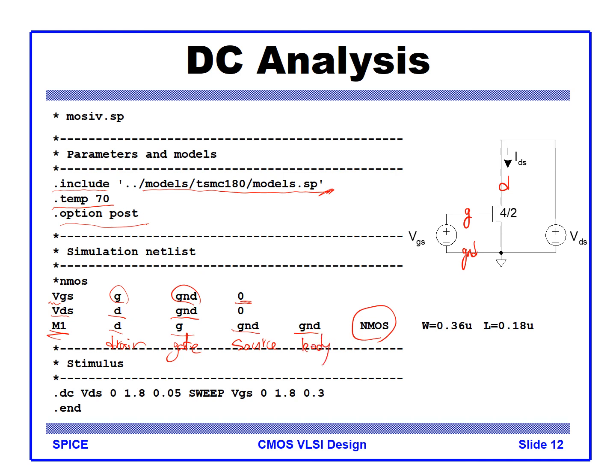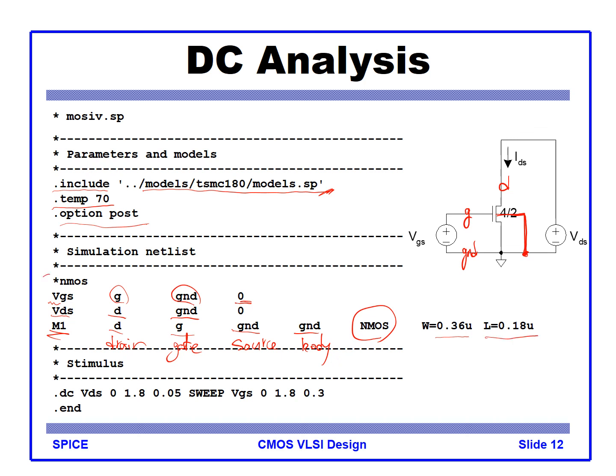Although it looks like there's no body here, there is an explicit body net for the transistor, and that is connected to ground. The width of the transistor is 0.36 micron and the length is 0.18 micron.